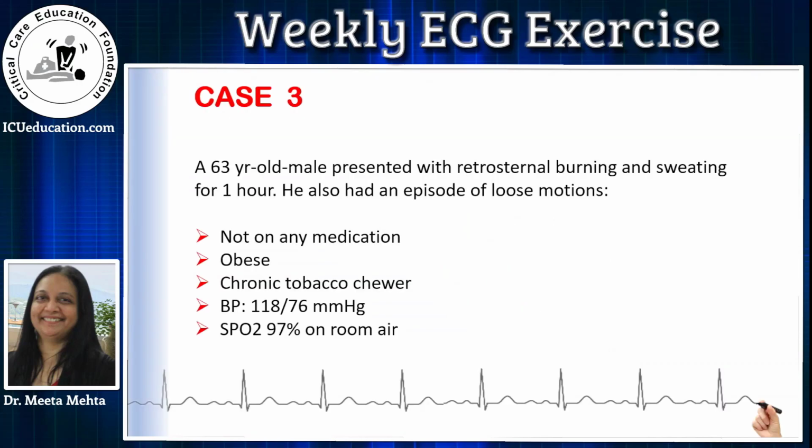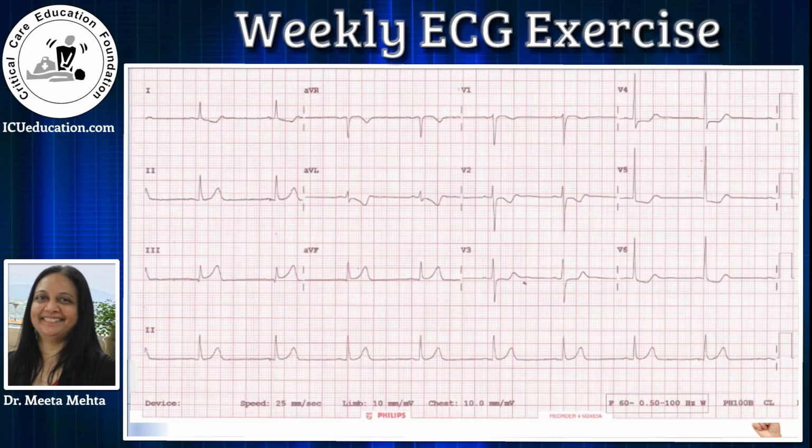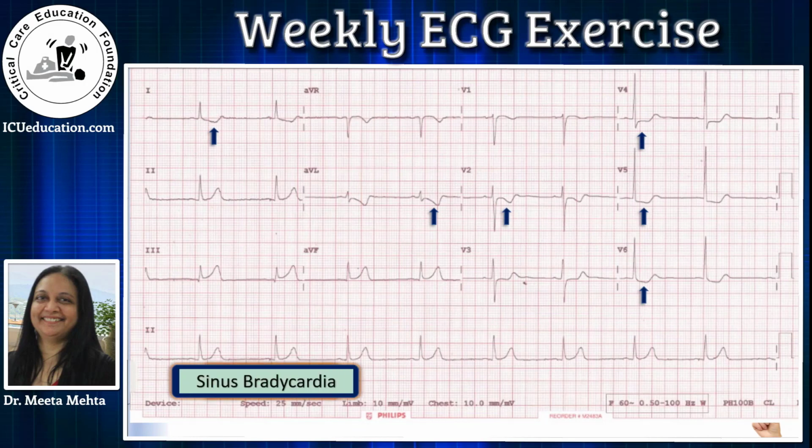So if you remember, this was our last week's case, a 63-year-old male who presented with retrosternal burning and sweating for almost 1 hour duration, and he had GI symptoms. All other parameters were normal. Just quickly brush up on his ECG findings. So when we looked at his ECG, we had STT changes. He had sinus bradycardia with heart rate of 48 per minute.